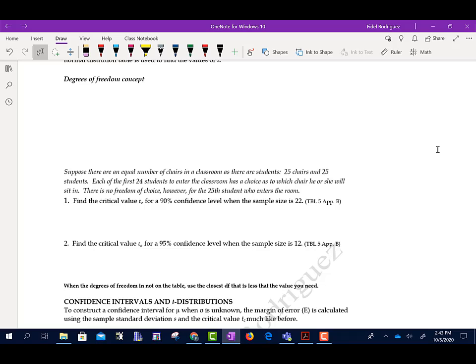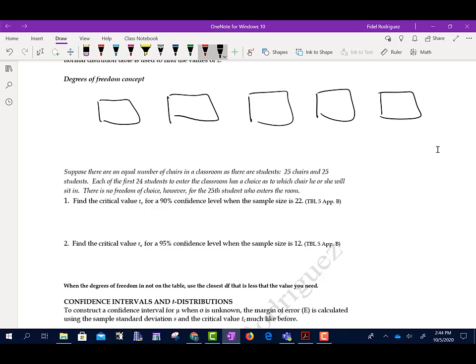It says, suppose there's an equal number of chairs in a classroom as there are students, 25 chairs and 25 students. Each of the 24 students to enter the classroom has a choice of which chair he or she will sit in. There is no freedom of choice, however, for the 25th student. Okay, so let's do that same idea, but instead of 25, let's just do 5. So we have 5 chairs, and we have 5 people, A, B, C, D, and E, okay?